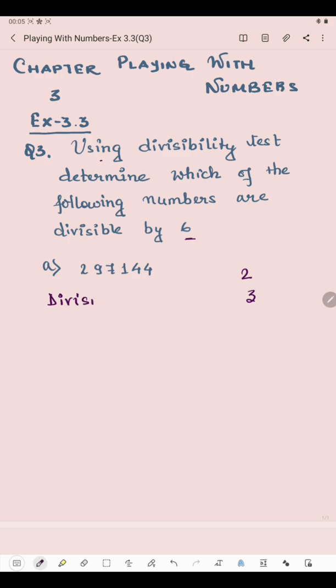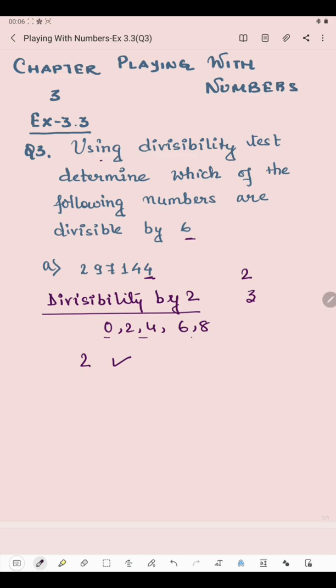Okay. Now divisibility by 2. We know that if the last digit, the digit at one's place, is an even number, that means 0, 2, 4, 6, 8, then we can say that the number will be divisible by 2. Here we can see that in this number 4 is at one's place and 4 is an even number. So that means it is divisible by 2.